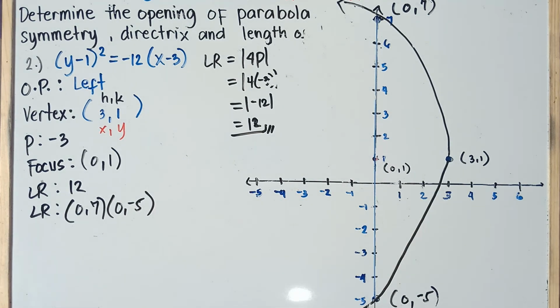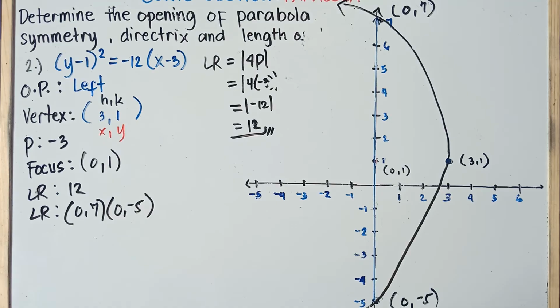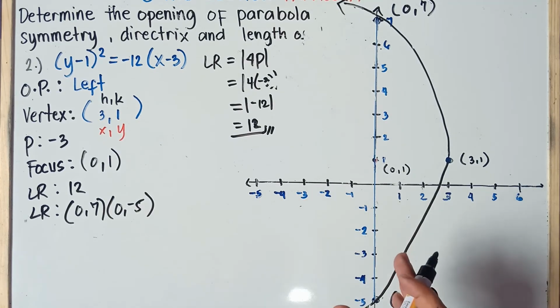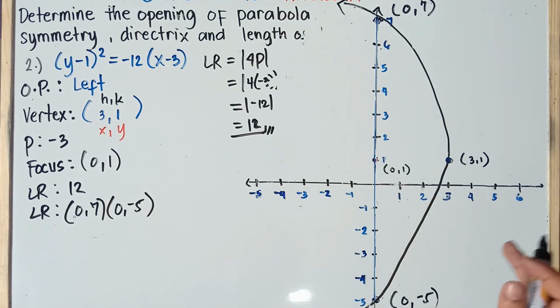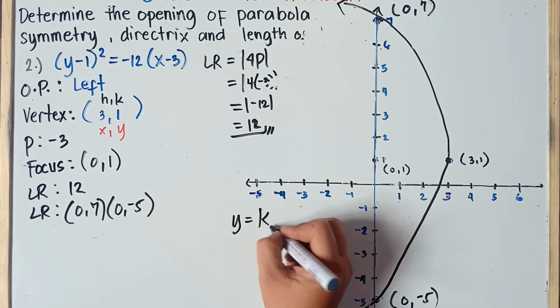Now, how will you find the axis of symmetry? Now, always remember this one, class. If your parabola opens to the right or to the left, your axis of symmetry, class, that would be y equals k.